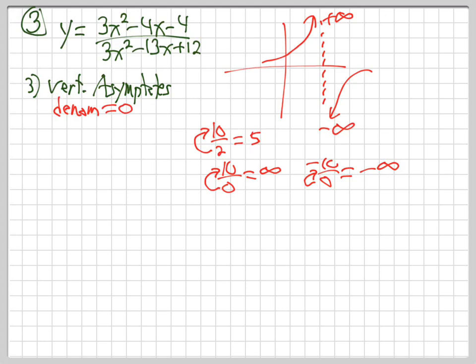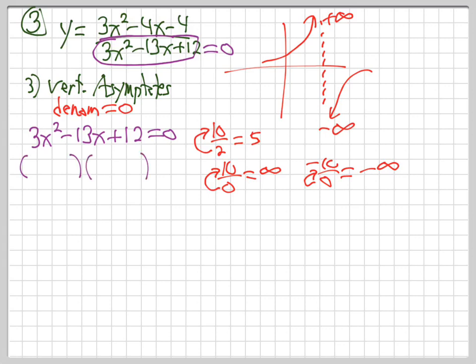That's what makes a vertical asymptote. So whenever they ask us for a vertical asymptote, we're taking this denominator and we're saying, okay, how can that equal 0? How can 3x squared minus 13x plus 12 equal 0? Well, again, I'm going to show you two ways. You can factor it, or you can use the quadratic formula. So I hope you're getting better at factoring.